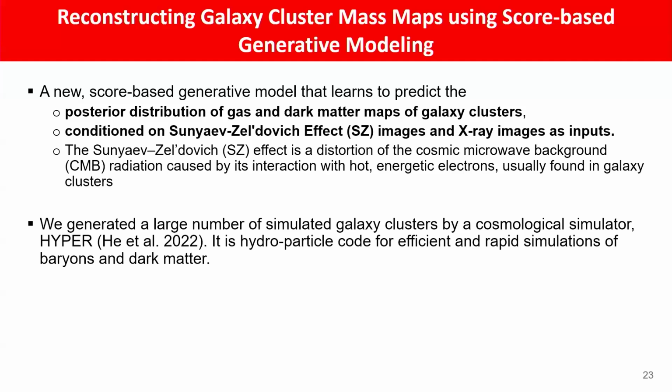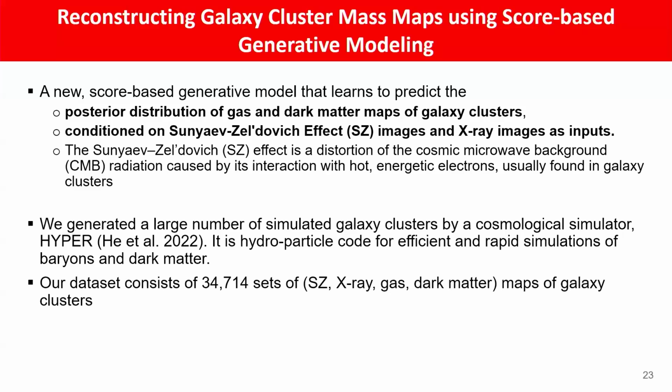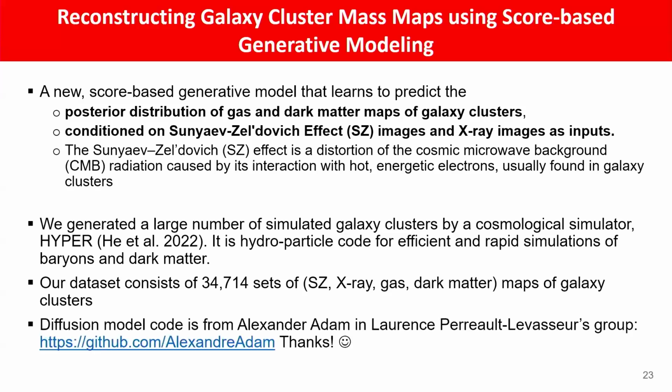Using this hydro simulation, we generated a large number of simulated galaxy clusters. In our data set, there were 34,000 simulated galaxy clusters. These consist of the SZ image and the X-ray image, and we wanted to estimate the gas and dark matter distribution. For the code, we used Alexander Adams' code from Lawrence's group. This was great, so I recommend that you look at that too.